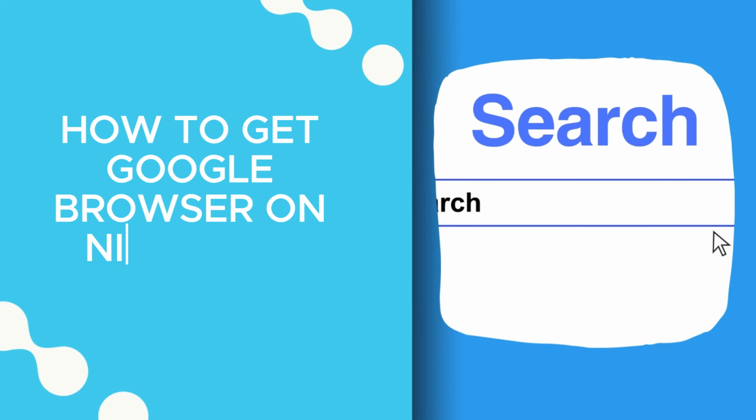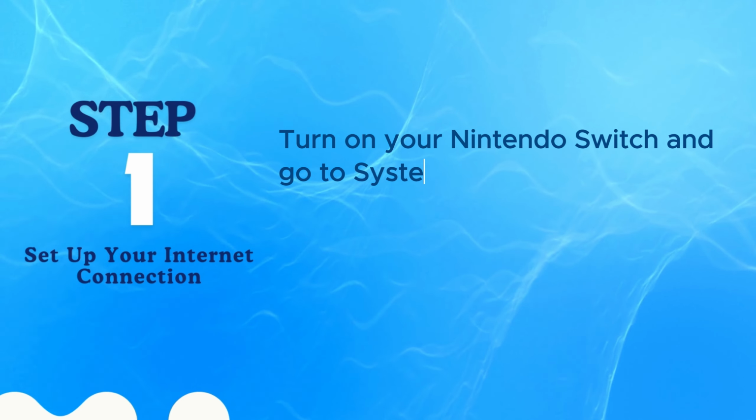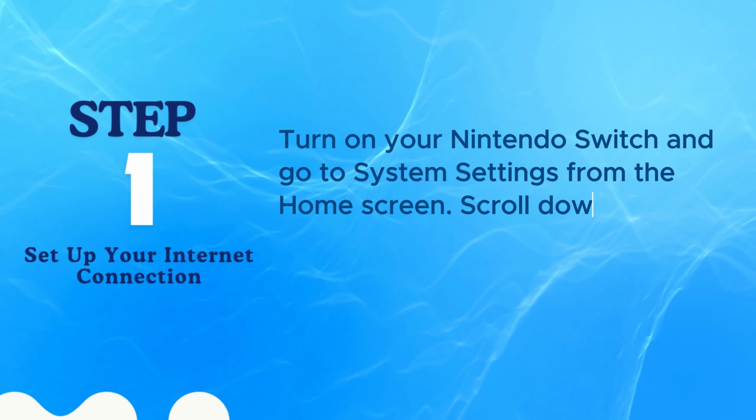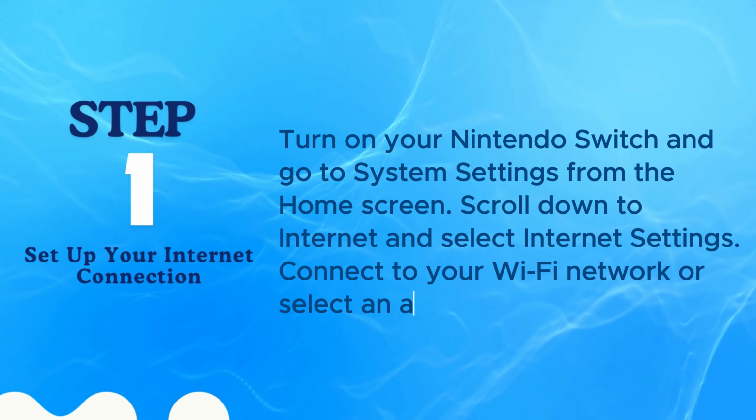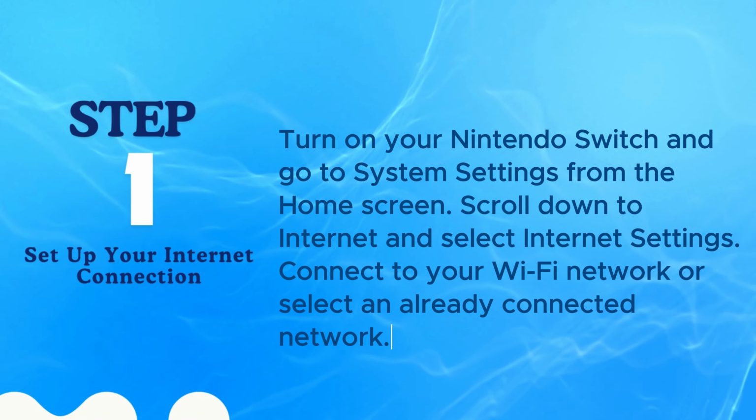In this video, we will demonstrate how to get Google Browser on Nintendo Switch. Step 1. Set up your internet connection. Turn on your Nintendo Switch and go to System Settings from the home screen. Scroll down to Internet and select Internet Settings. Connect to your Wi-Fi network or select an already connected network.